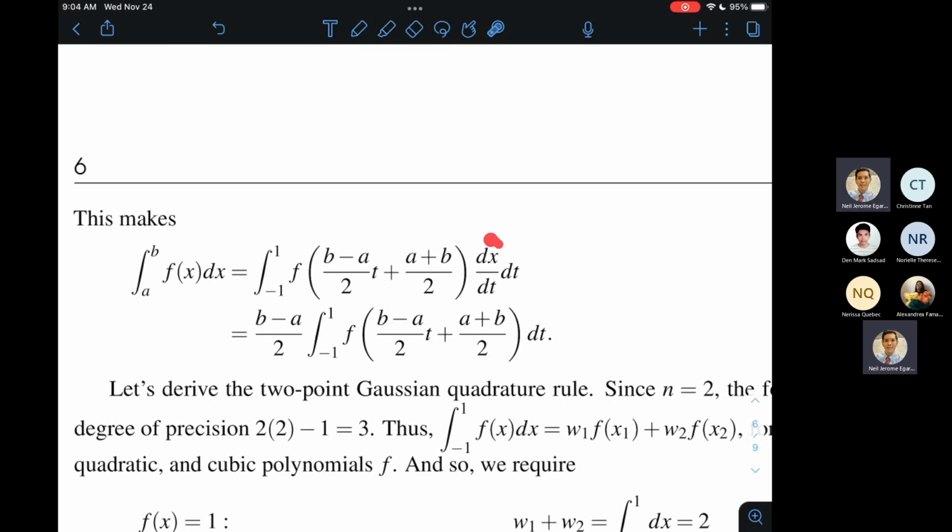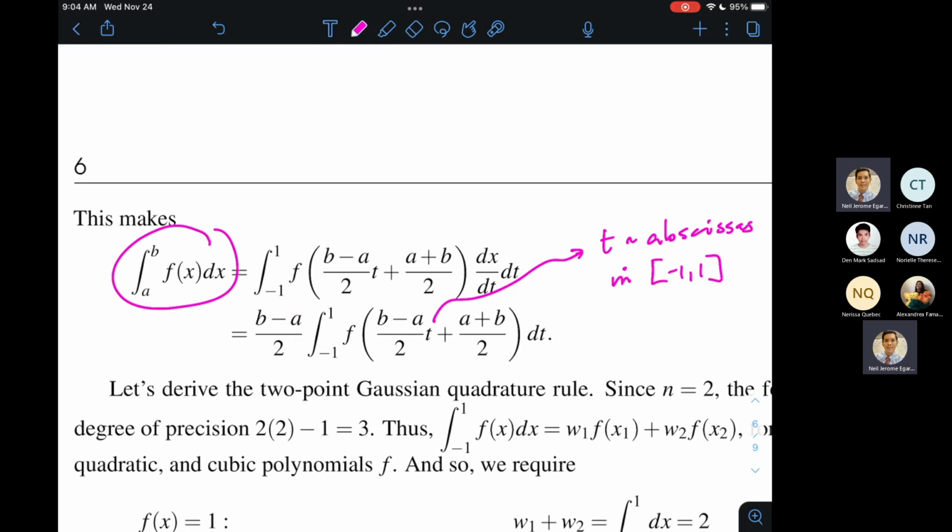Yeah, we know that dx over dt is (b minus a) over 2. Ito yung function times dt. Alright? So ito yung gagawin natin. I-derive ko yung abscissas. So yung mga abscissas ko ngayon, sila yung mga t values. So t values would be the abscissas in the interval -1 to 1. Okay? Tapos pag na-compute ko itong mga t's sa interval -1 to 1, para ma-evaluate ko yung integral from a to b, gagamitin ko itong formula na to.